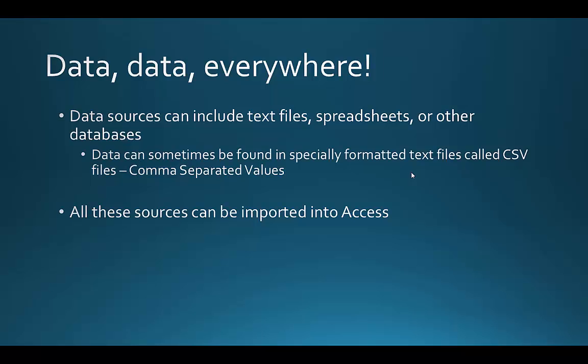Data can sometimes be found in specially formatted text files called CSV files, or comma separated values files, which is a text file where every row contains pieces of information separated by commas. And of course, there are also different types of files that are separated by either a space, a tab, or other characters. All of these types of sources can be imported into Access.